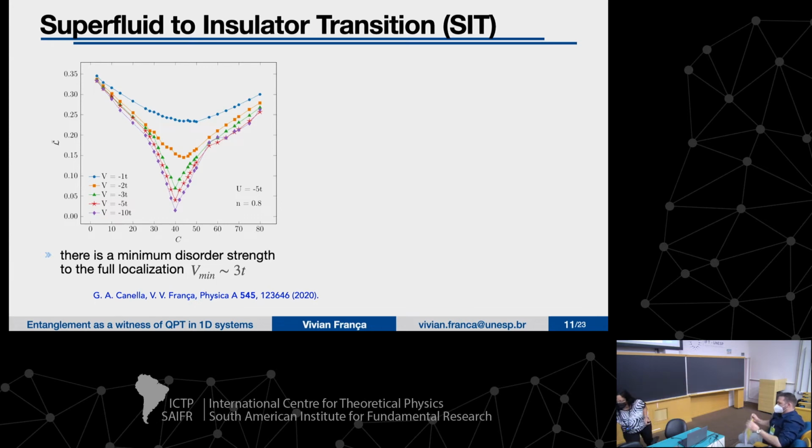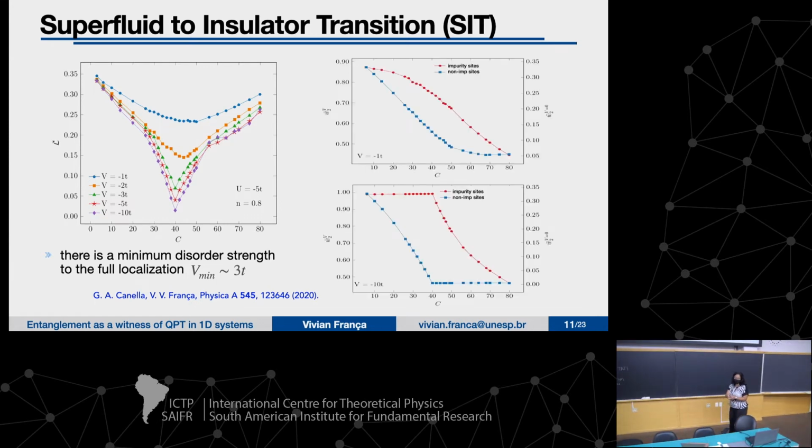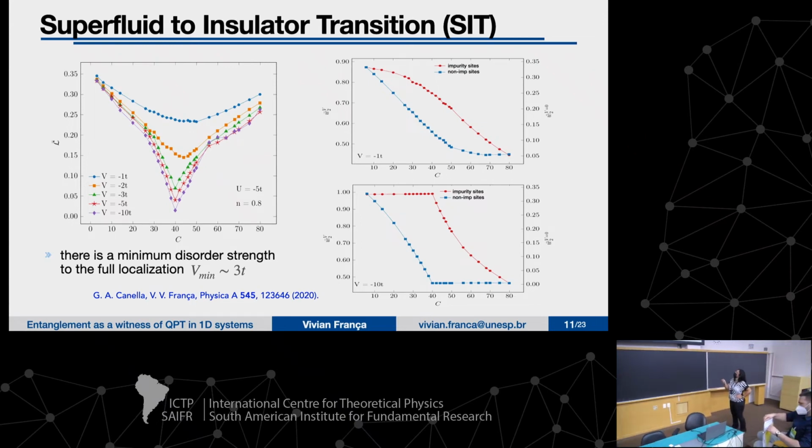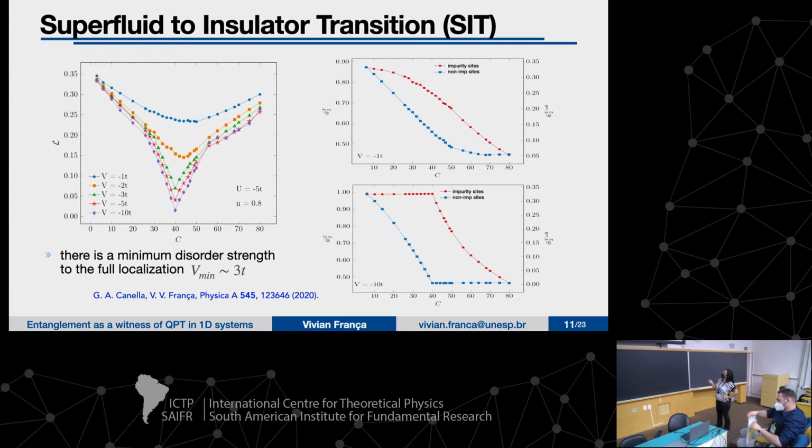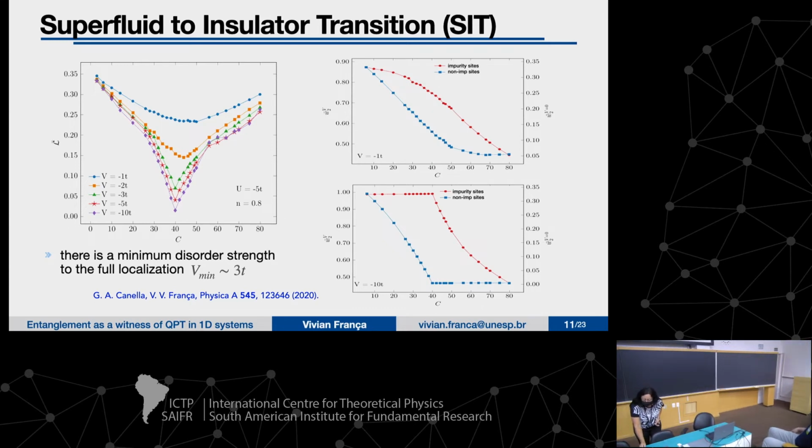And it can also be seen here when we plot the average probabilities of those systems. Here I show the average probabilities in the impurity sites, which is the red curve, and in the non-impurity sites, which is the blue. And we see that V is not strong enough. The system always has some non-zero probability of having pairs occupying the non-impurity sites. In comparison to this case, where we have a very strong attractive disorder already, and beyond that critical concentration, there is zero probability of finding the pair outside the impurity sites. Well, so this is for the superfluid to insulator transition.